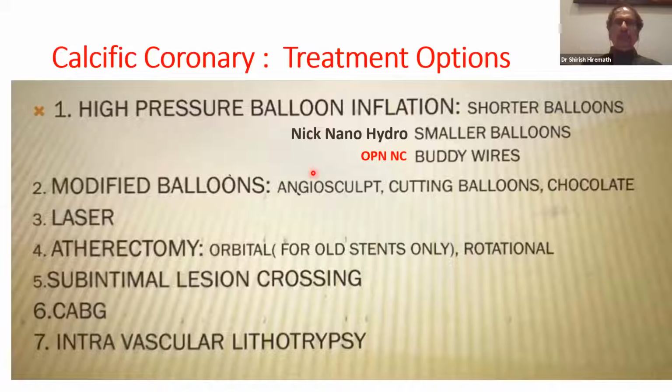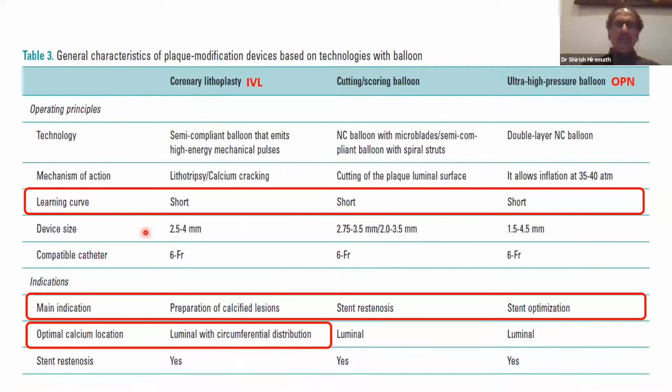So at the moment, we have these few things available to us, and I'll talk about the OPN balloon soon. So you have these high pressure non-compliant balloons, NC balloons. Then we have this OPN balloon. We'll see in detail what it is. And what we have not talked about is the laser and the orbital atherectomy. So this is a rough comparison between the lithotripsy balloon, IVL, and the ultra high pressure balloon.